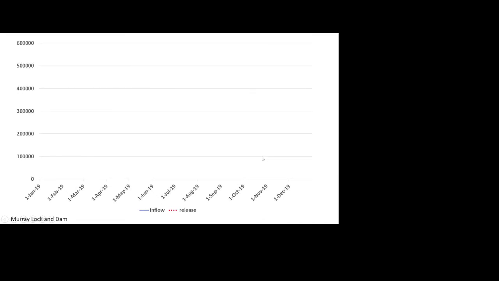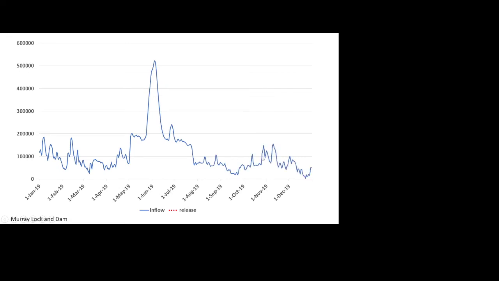So now we're going to look at the inflow and release that's coming into Murray. And this is probably the best way to tell whether or not something is flow through. So this is for the year 2019. By the way, this is flow in cubic feet per second.